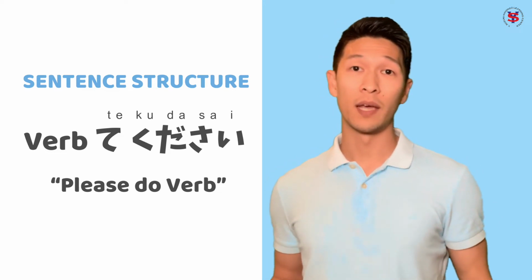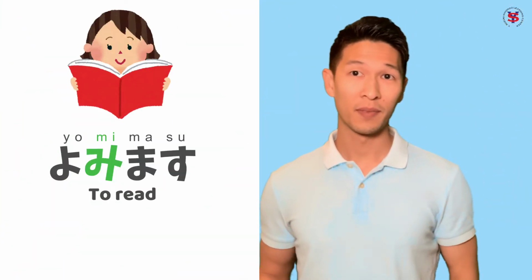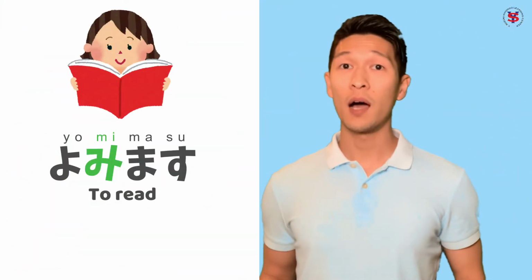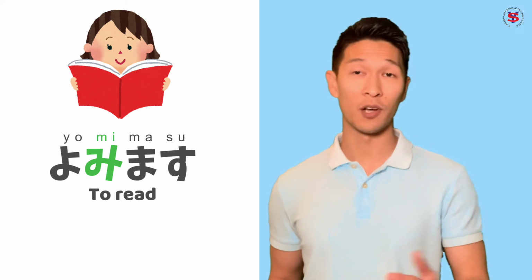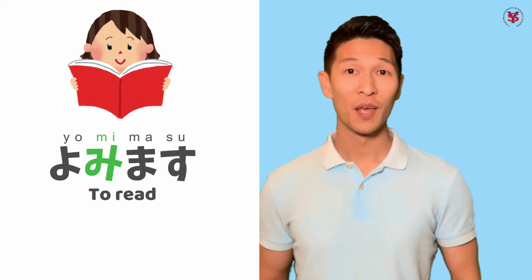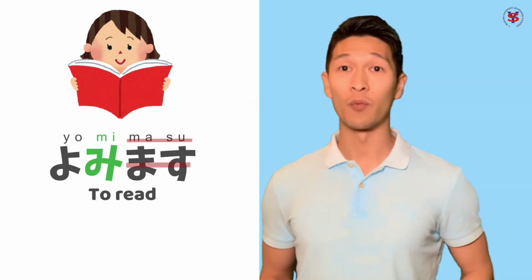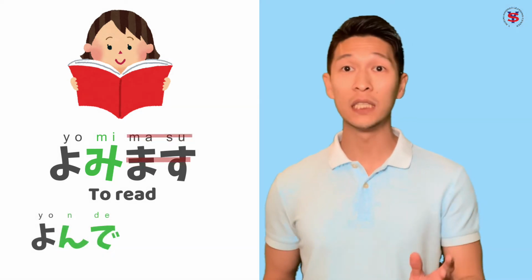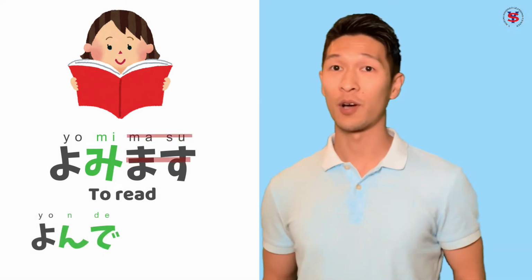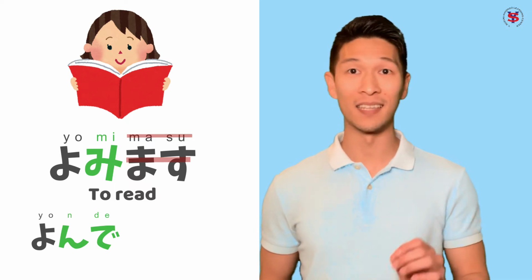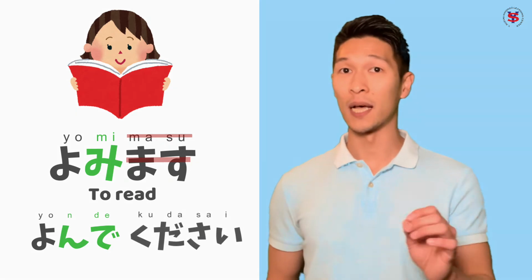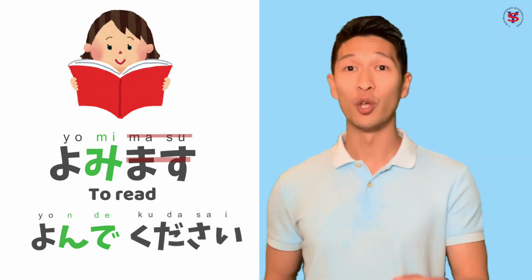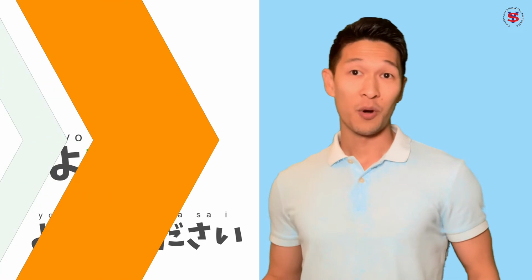So let's say we take yomimasu, to read, right? Sa pattern natin, mauuna ang verb na naka-te form, then susundan natin siya ng kudasai. So for yomimasu, let's conjugate that into the te form. Drop masu, then replace mi with nde. If you remember the conjugation of mi, bi, and the ni line, we have yonde, then we add kudasai. Para maging yonde kudasai.